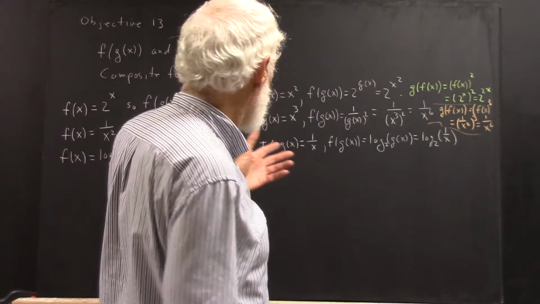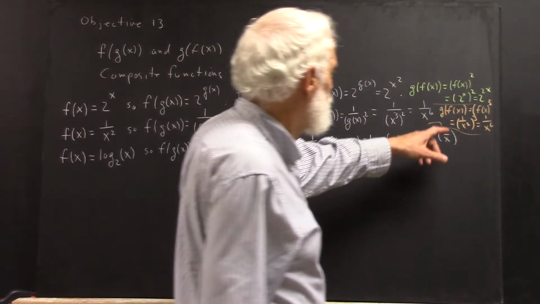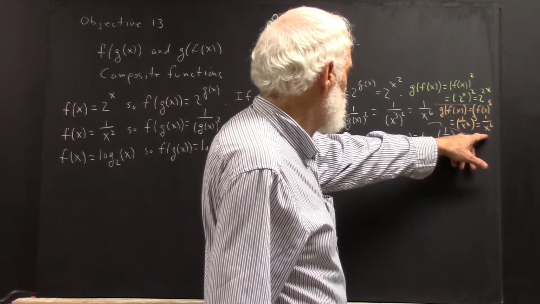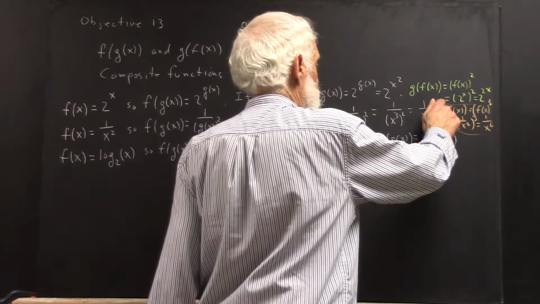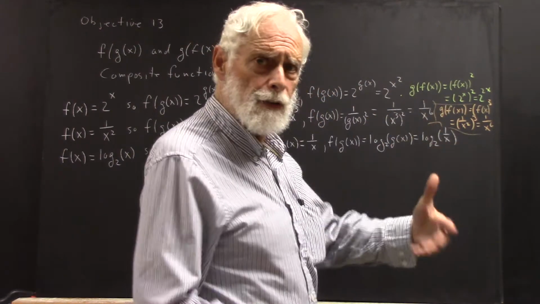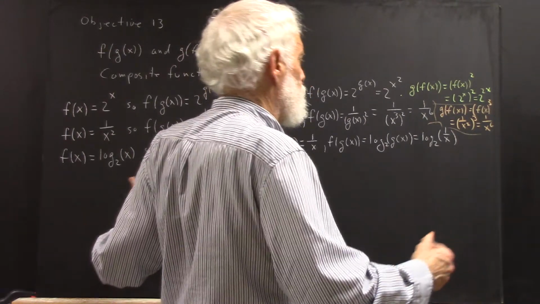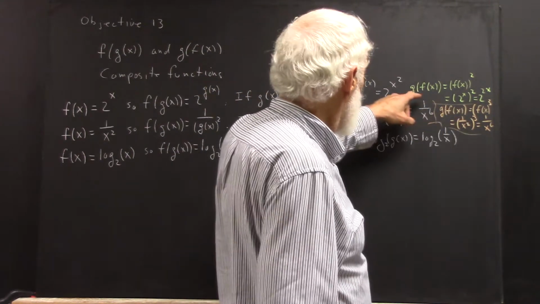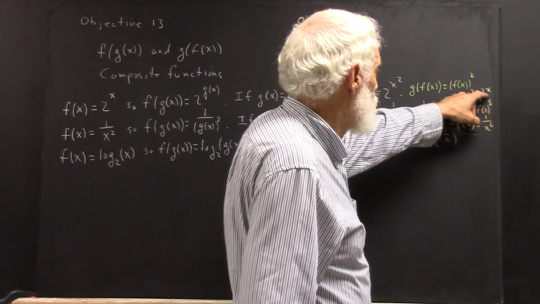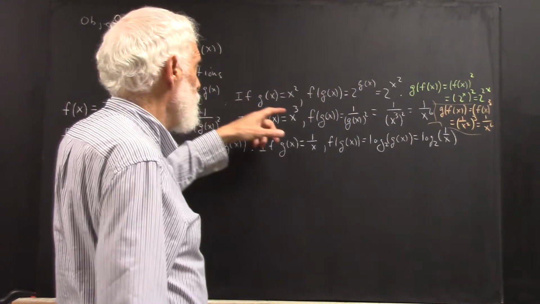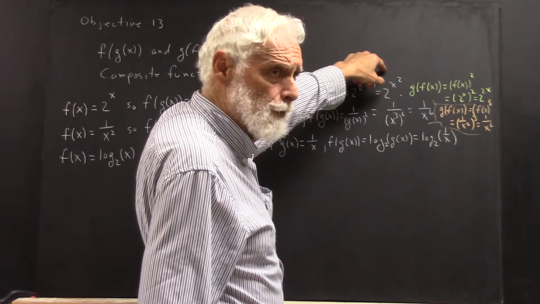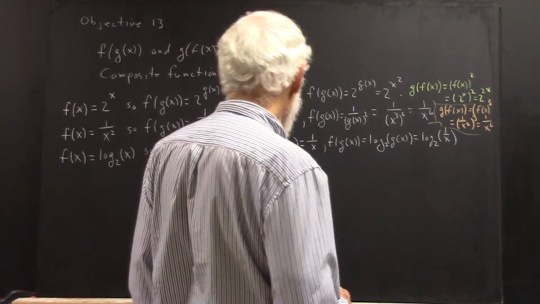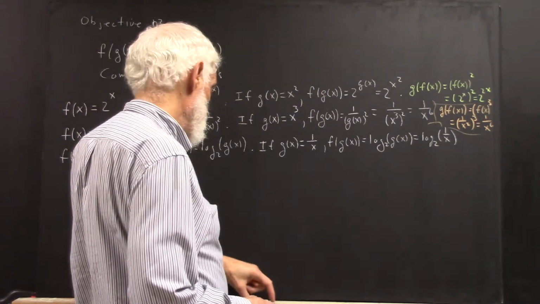And notice something. Here, g of f of x is 1 over x to the 6th. f of g of x is 1 over x to the 6th. They're the same. Does that always happen? Well, certainly not, because up here, g of f of x was 2 to the 2x, whereas f of g of x was 2 raised to the x squared. 2x is not the same thing as x squared. Completely different behavior. Okay?